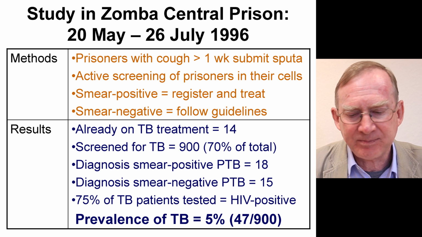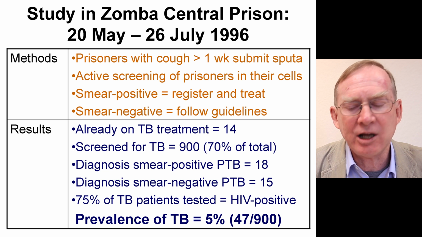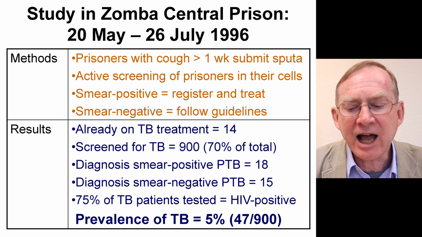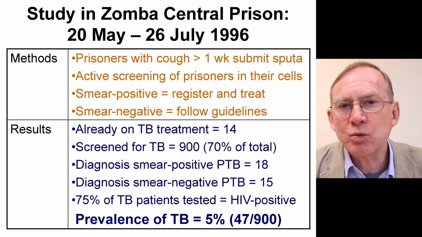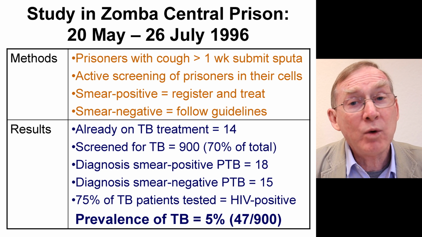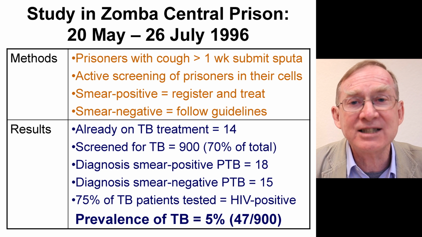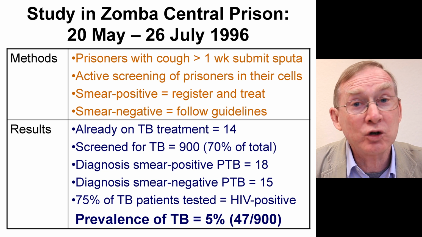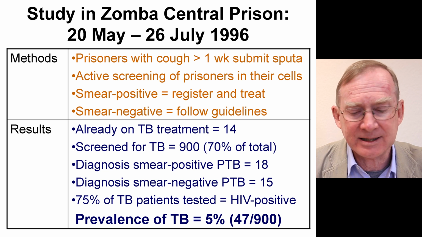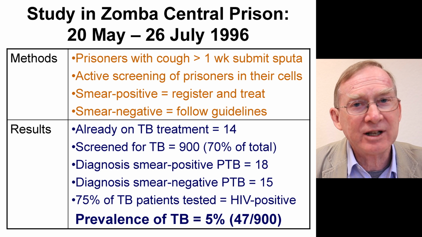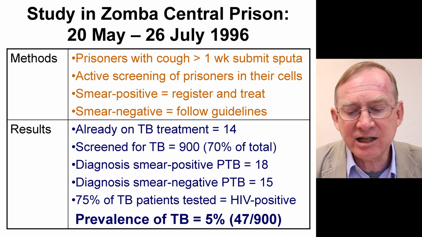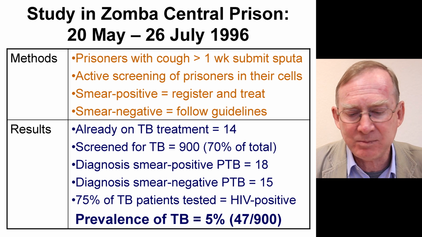These are the results. We had 14 prisoners already on TB treatment. 900 prisoners, 70% of the total number, were screened for tuberculosis. You might ask, why did we not screen everybody? Well, as we went from cell to cell, some prisoners were out doing community service in the fields and could not be investigated. We diagnosed 18 prisoners with smear-positive pulmonary TB, 15 with smear-negative pulmonary TB.